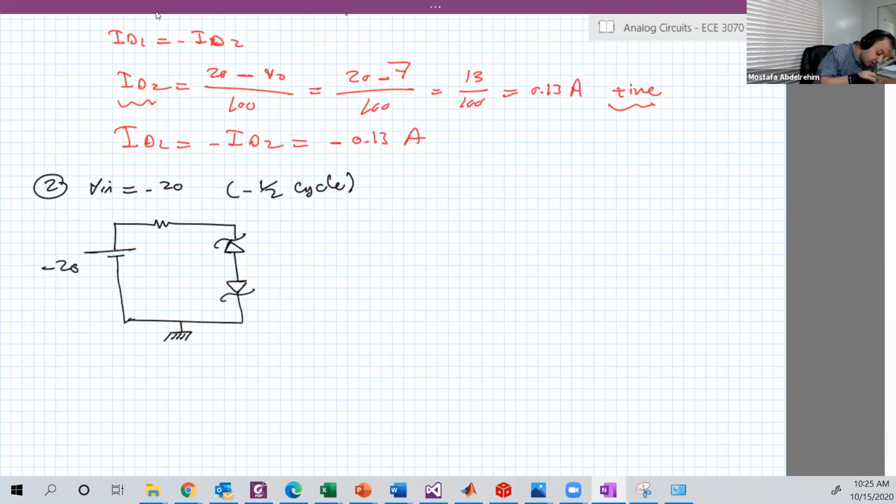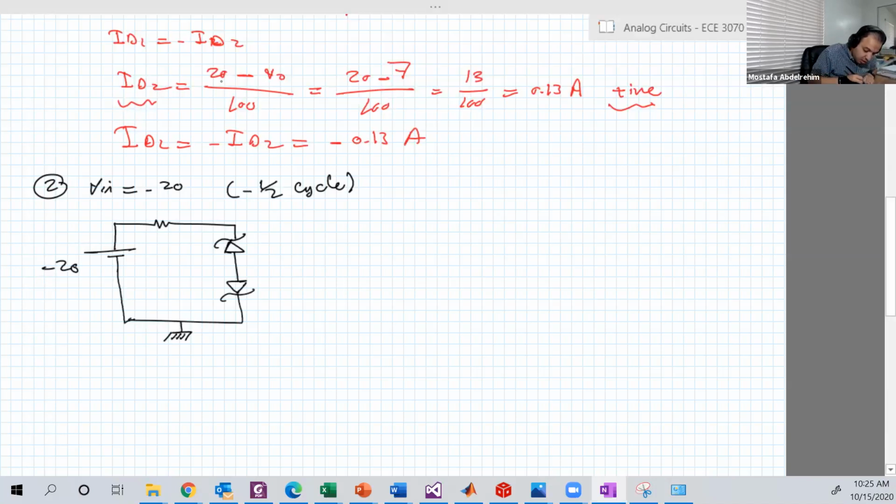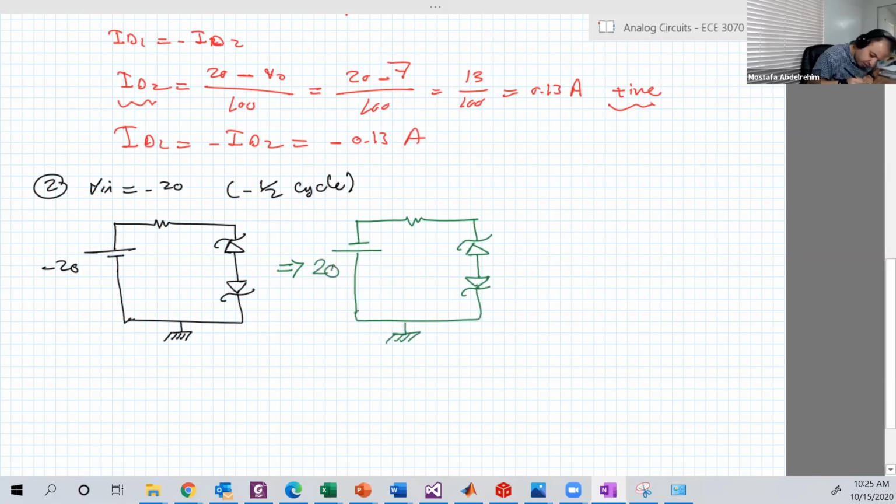Let's do it with another color. You can flip this battery to make it easier, and make it 20. Since you flipped the direction, you should flip the polarity. This is D1, this is D2.